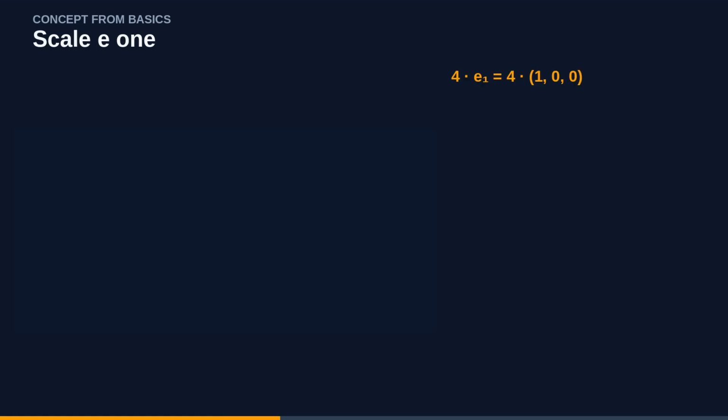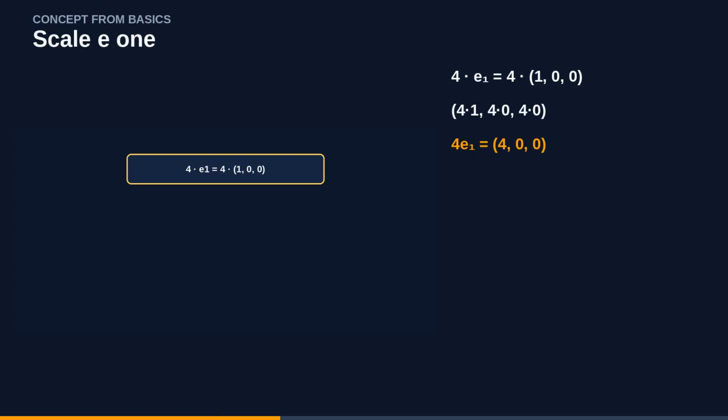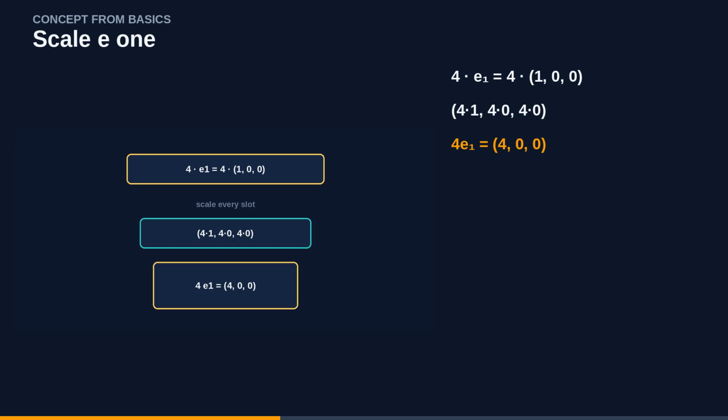Scale first. 4 times E1 means 4 times the vector (1, 0, 0). Scale every slot. 4 times 1 is 4, 4 times 0 is 0, 4 times 0 is 0. So 4E1 is (4, 0, 0), a pure first axis piece.